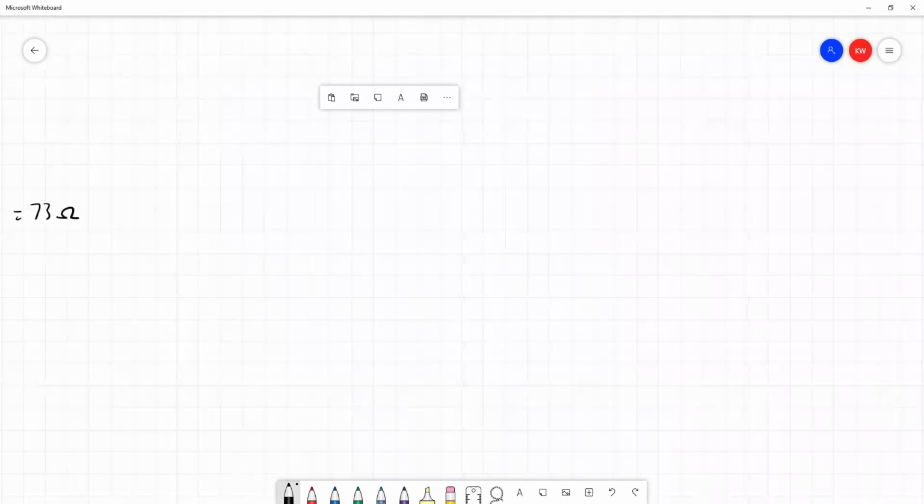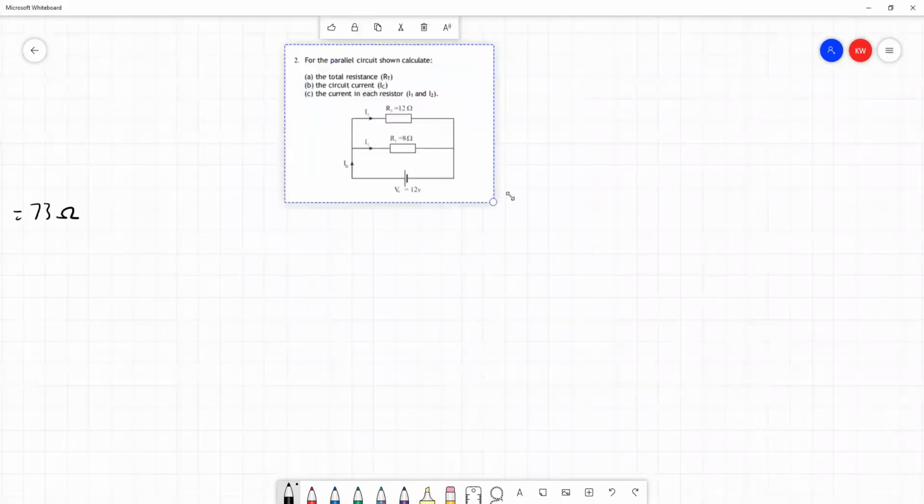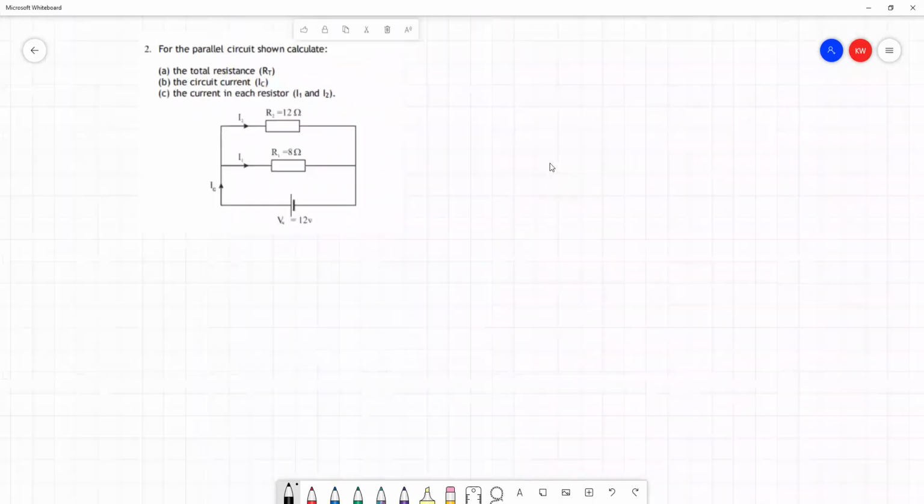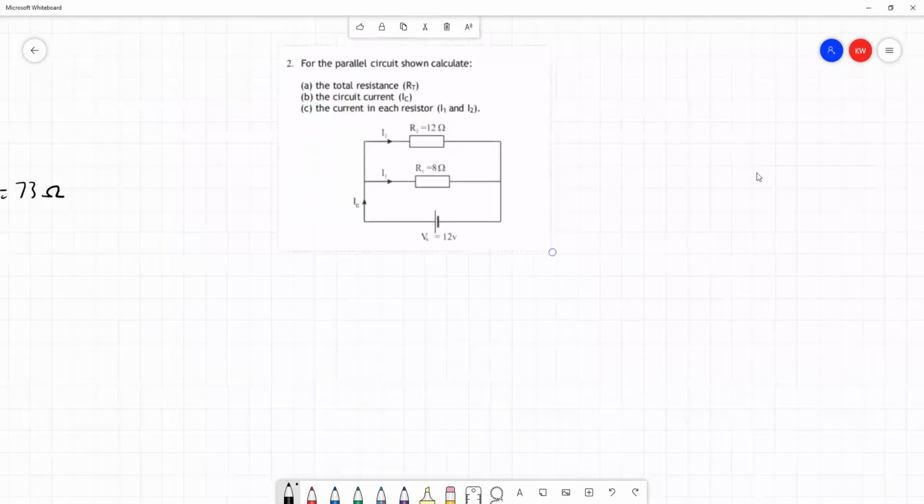So our second worked example, and this comes from page 36 of the course notes, looks at this circuit here.